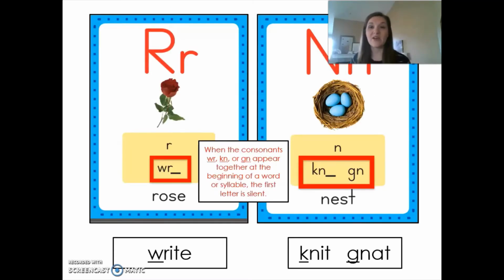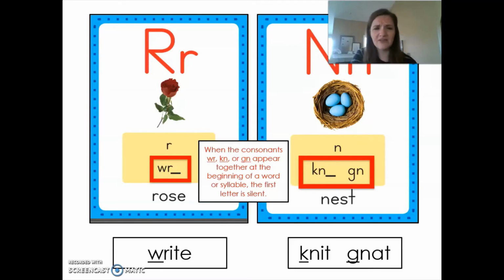Okay, this week we are going to work on letters that are silent. Okay, sometimes in English we have some letters show up that we don't say their sound at all. And we saw that a little bit last week with some of those L's, like in talk. We don't hear that L at all. But these are specific more for at the beginning of words.